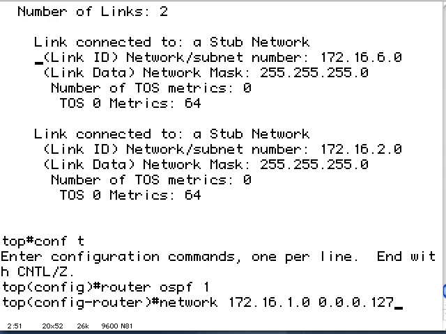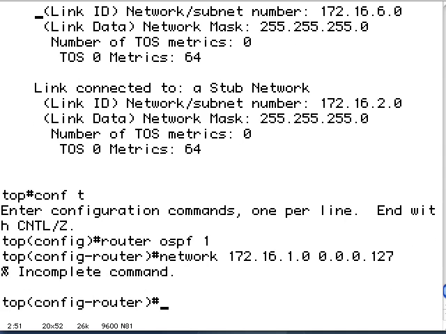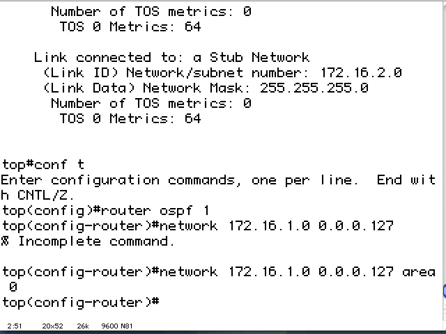The IP address is 172.16.1.1. The subnet is a /24. Oh, yeah. But the point is that 172.16.1.1 does match 172.16.1.0 with don't care bits of 0.0.0.127.